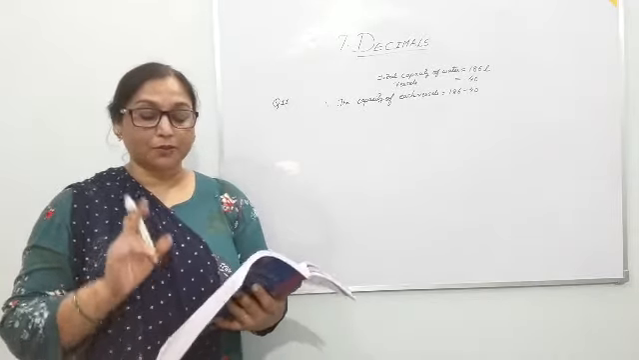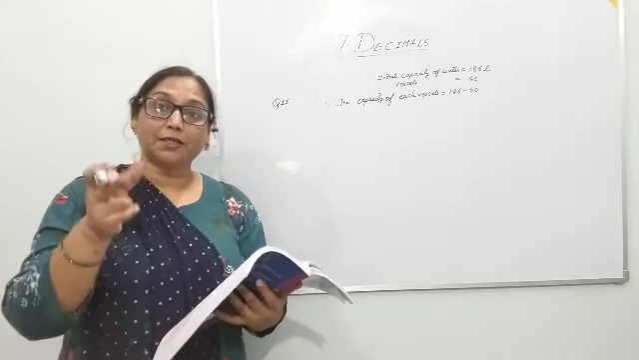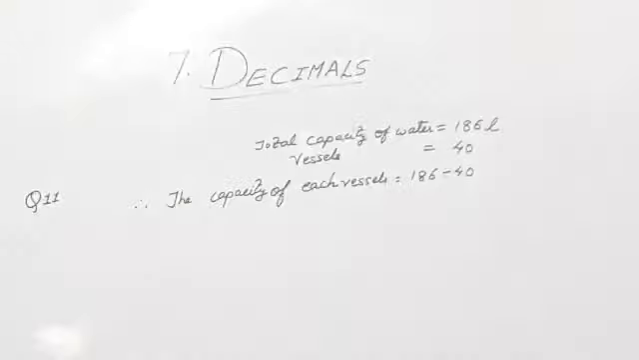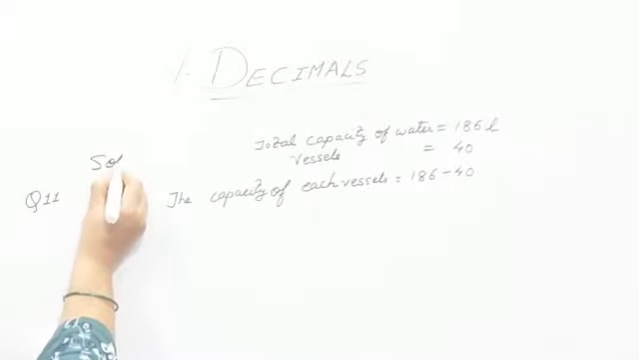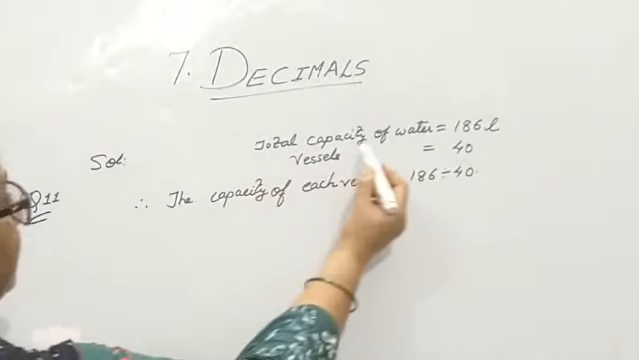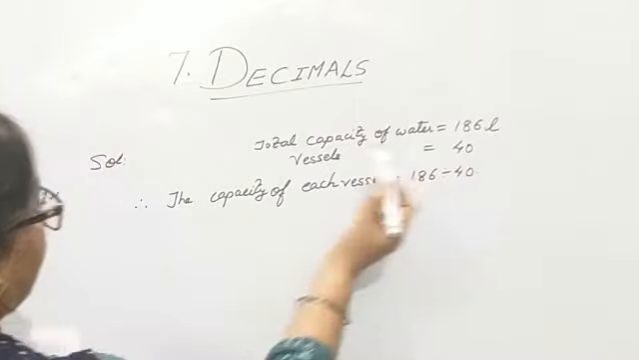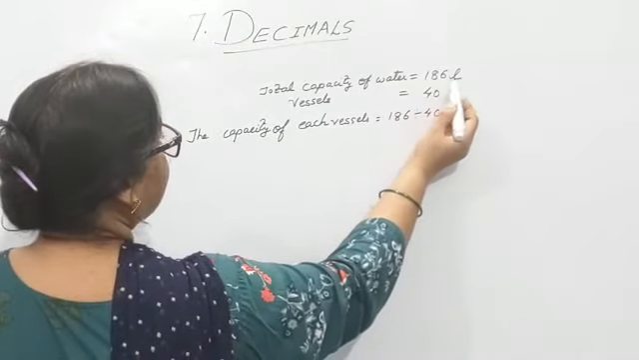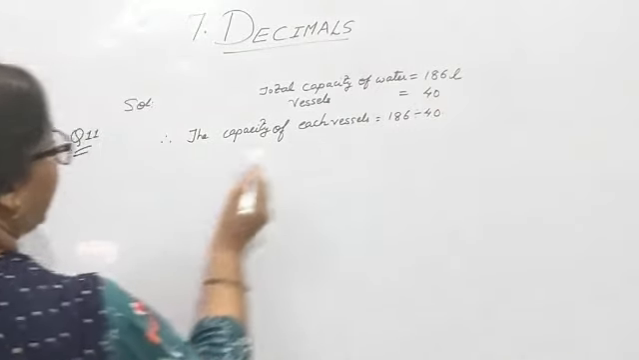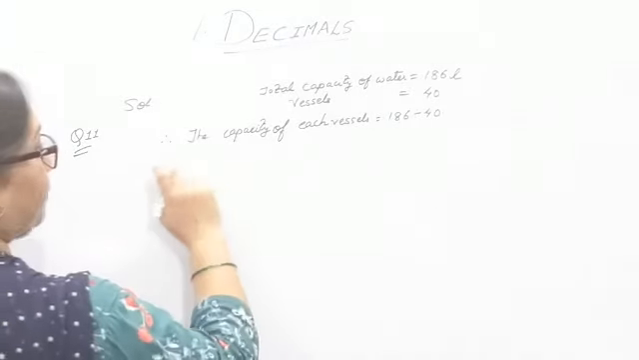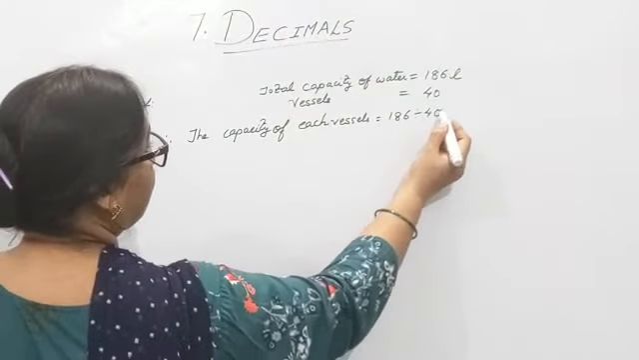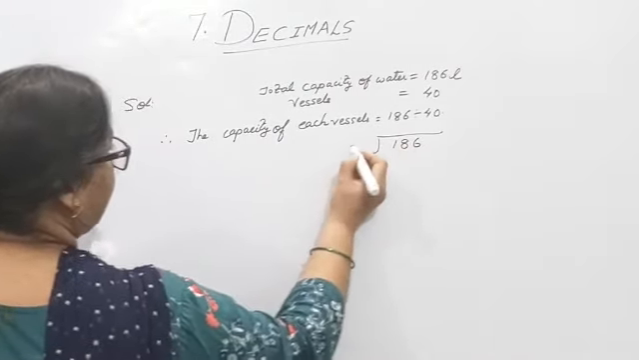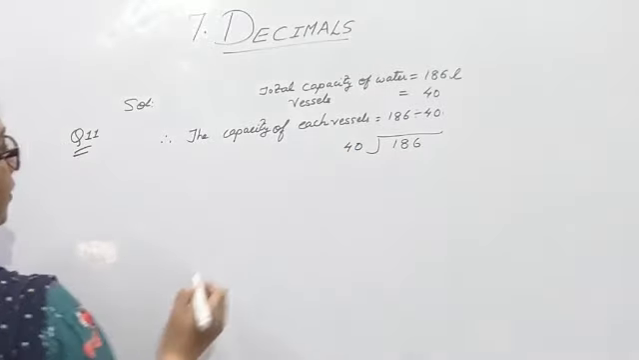How will you find the capacity of each vessel? 186 liters divided by 40. So I have noted the statement already on the board. So let me proceed. Solution of question number 11. Total amount of water is 186 liters. Total number of vessels is 40. So when you divide 186 liters among 40 vessels, we get the capacity of each vessel. So therefore the capacity of each vessel equals 186 divided by 40. How will you proceed? Arrange in division form. 186 divided by 40.